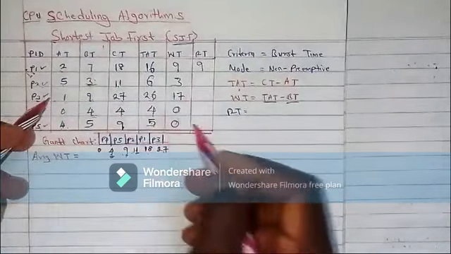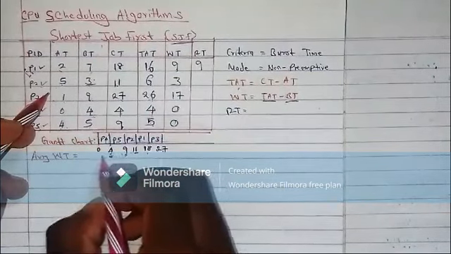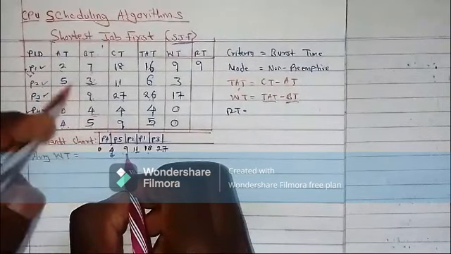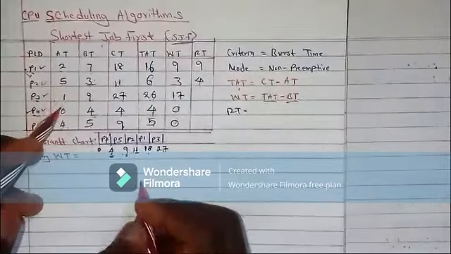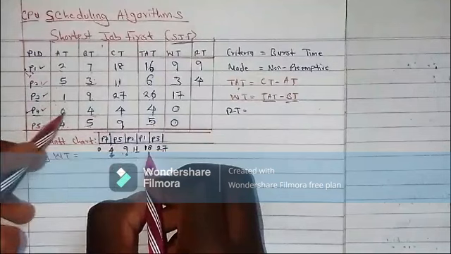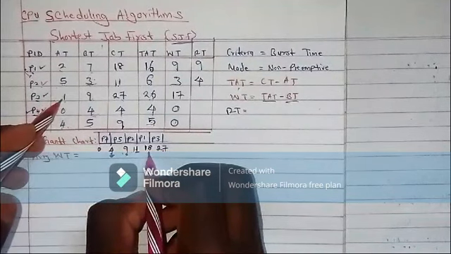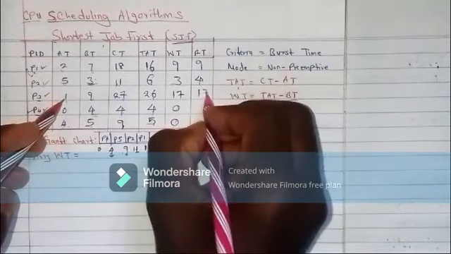Of P2, P2 arrived at the CPU at 9, minus arrival time of 5. So response time is 4. And then P3 was allocated to the CPU at 18 and arrived at time 1. So 18 minus 1, you get 17.